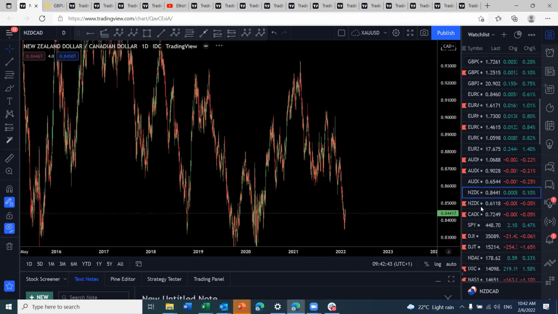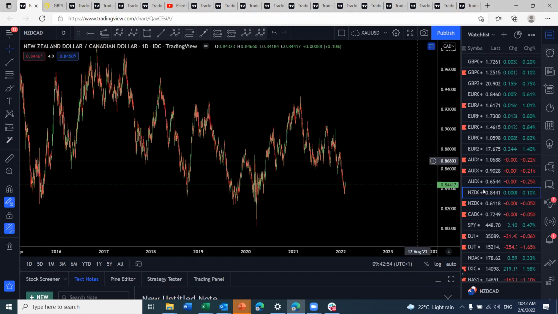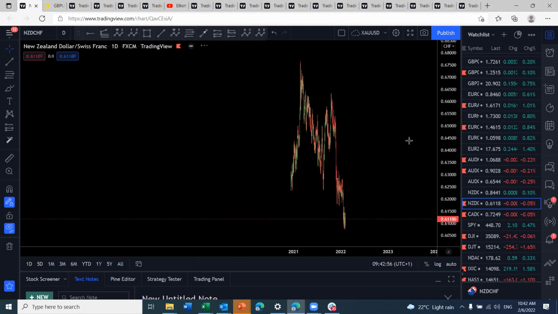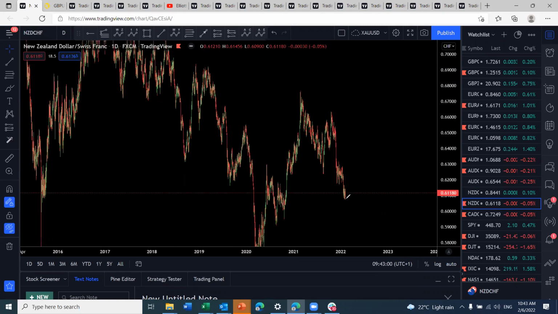New Zealand CAD, New Zealand CHF, also same, just bearish. So we've never looked for any buying opportunities on this. We've just been looking for sell setups on New Zealand CAD, New Zealand CHF. As you can see, even if Euro has made a spike to the upside, EURJPY has made a spike to the upside, look at what's happening to New Zealand CHF. That's simply because New Zealand and Aussie have been bearish for some time.